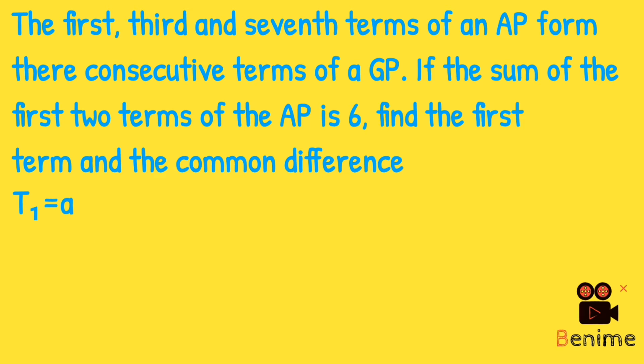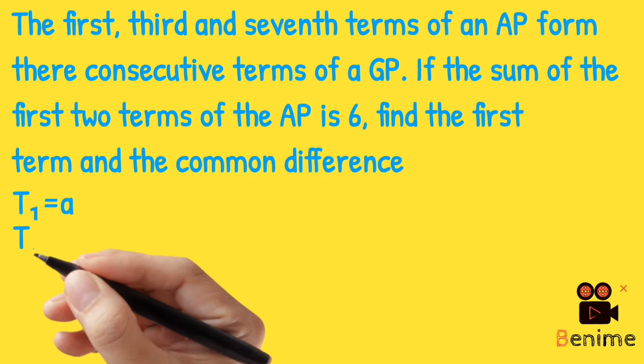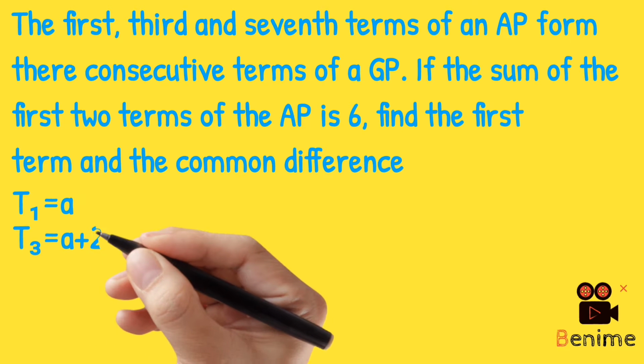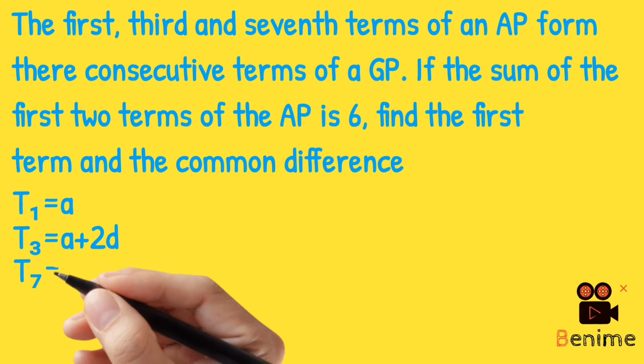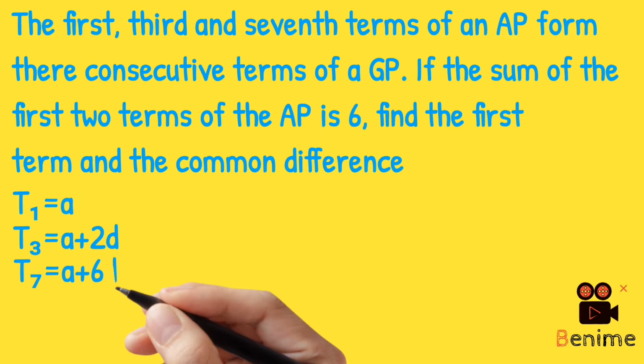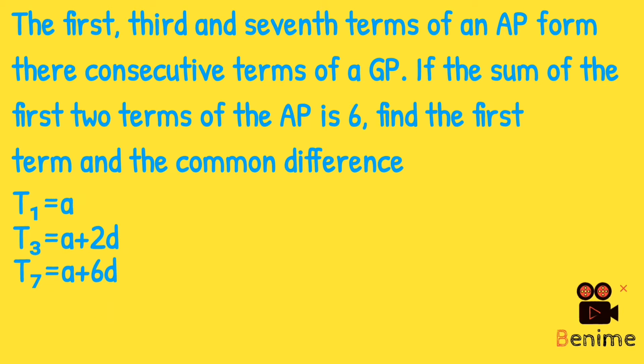T3 for an AP is a plus 2d. You reduce the 3 by 1 to get 2. So T3 is equal to a plus 2d. Then T7 will be a plus 6d, because you're reducing the 7 by 1 to get 6d. So that's what you have for the AP.